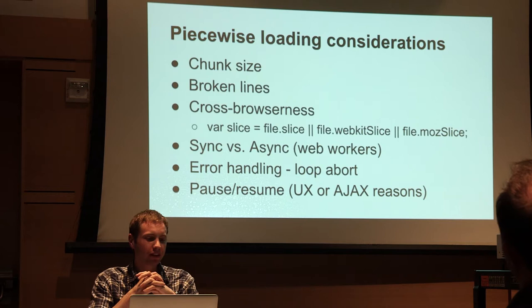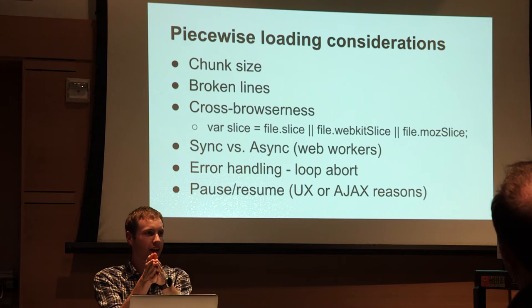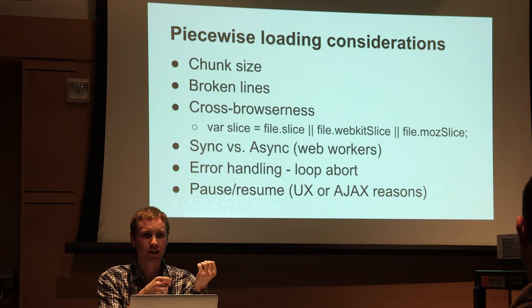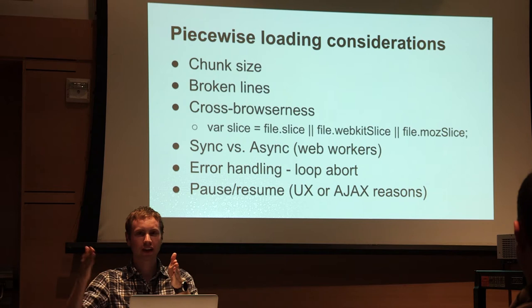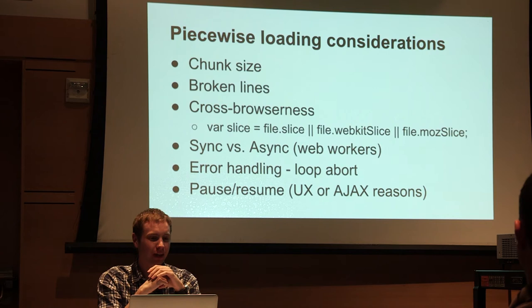Another issue is broken lines. When you break a file into pieces, the chances that you're going to end a chunk at precisely the end of a unit of data, in CSV's case, the end of a row, is very unlikely. So in Papa Parse, we always assume that when you load a chunk, you've broken up a row of data at the very end, so that last row is not complete. What we have to do is buffer that row, and then next time we load the next chunk, we take the first line of that new chunk and append it on to what we had before to patch it back together. Your data format may vary. You have to consider this, but again, it can work.